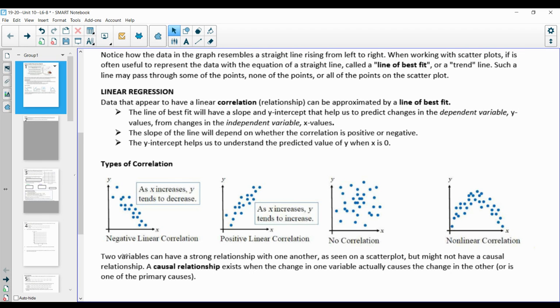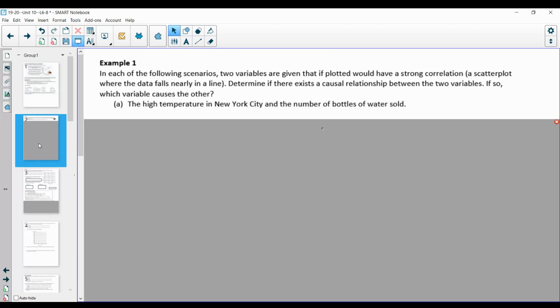Before we get into an example, just one more thing is that two variables can have a very strong relationship with one another. However, that relationship may not be a causal relationship. A causal relationship exists when the change in one variable actually causes the change in the other variable, or one of them is a primary cause. So let's see what that means. Let's look at this example.